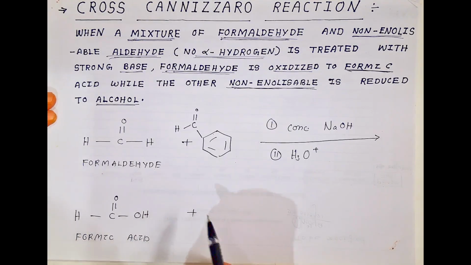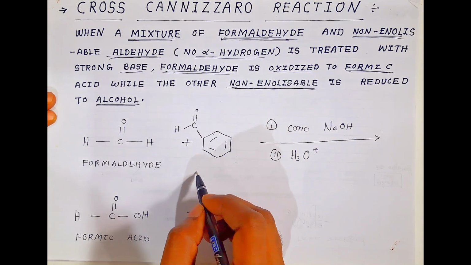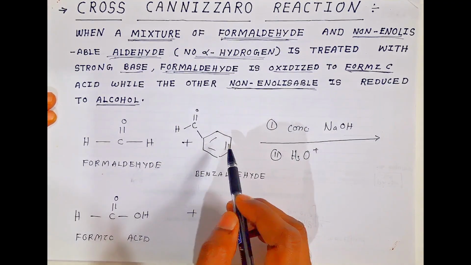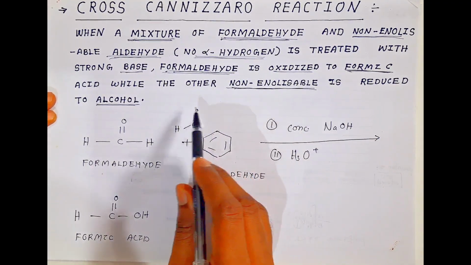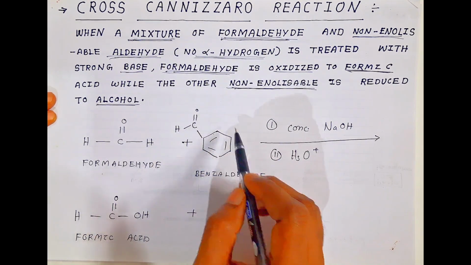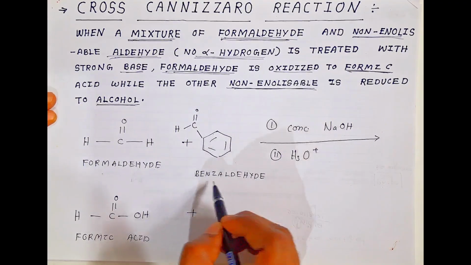Now what happens, students? The non-enolizable aldehyde, this is called benzaldehyde, students. It will not form the enolate. It is not able to enolize. That means there is no formation of an enolate ion. The enolate is not formed. That is why it is called non-enolizable benzaldehyde.